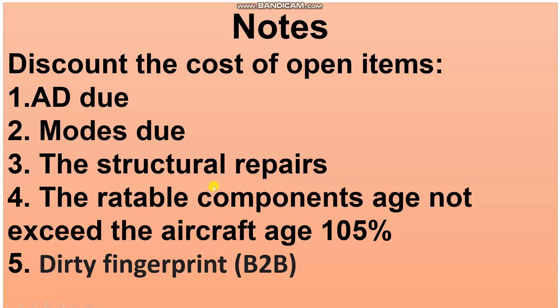external or not. For the rotable components, take care that their age does not exceed the aircraft age, 105. So here the 500, only 5% is accepted. But if more than that, you must make a claim. Take care of these items. Dirty fingerprints, back to back. This is hard copy. So you need soft copy and hard copy to check the completion or the issue of all these items.